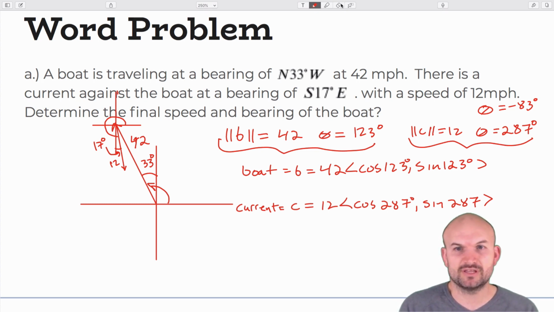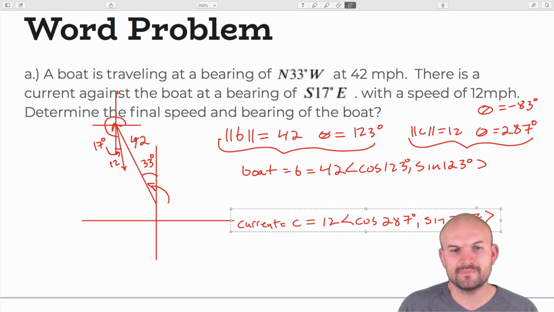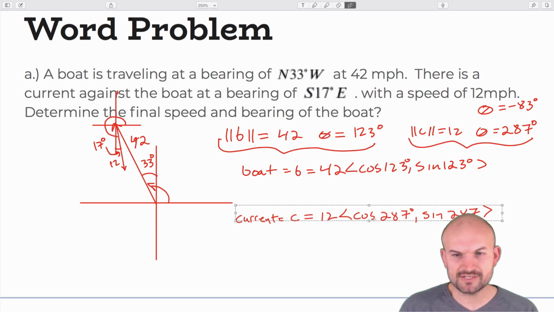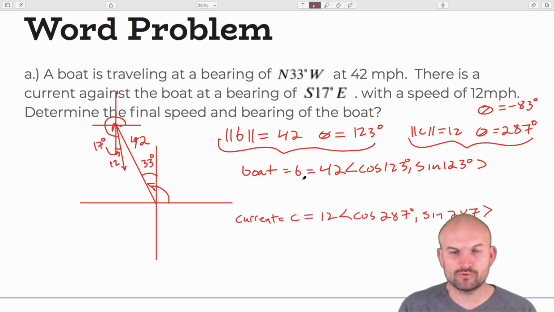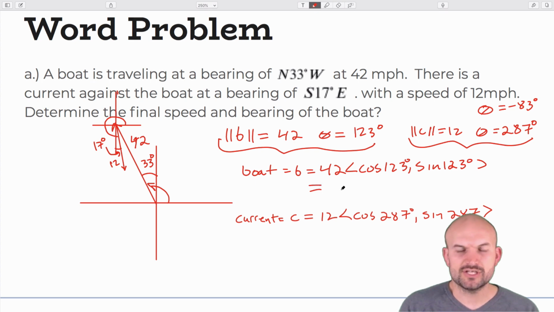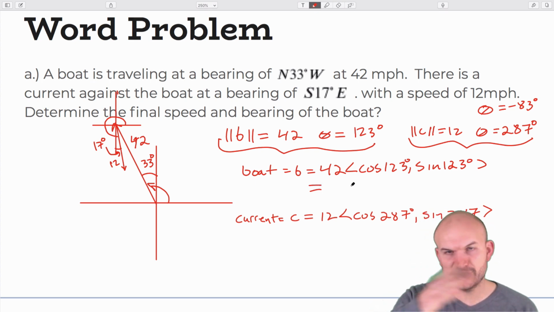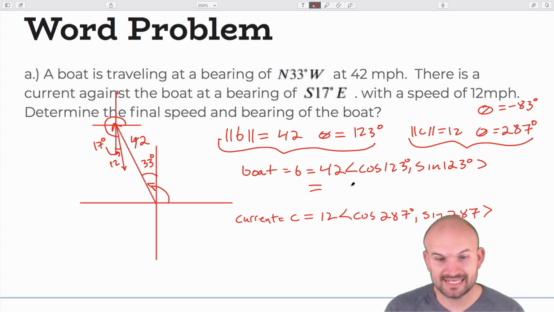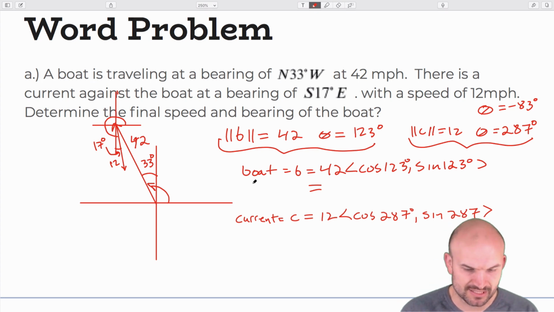Let me actually give myself a little bit of room here, because what I want to do now is just figure out the magnitude of these two vectors, and therefore we can identify what it is we're looking for. So to identify the component form here, I'm just going to distribute that 42. So I'm going to do 42 times the cosine of 123, and that's going to be a negative 22.878. So I'm just going to call that alpha A. Oops, I'll store that as alpha A.